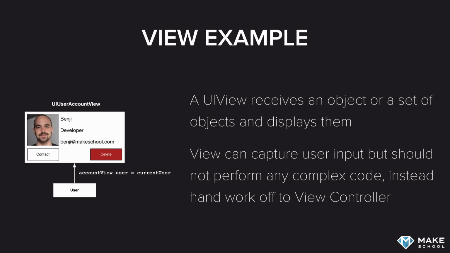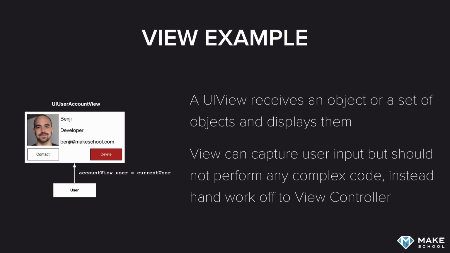However, typically, the view should not perform any complex code. Instead, that work should be handed off to the view controller. And we'll see more about that on the next slide. Lastly, it is important to mention that custom views, like the user account view, will use other standard views as their subviews to represent information. In this example here, the account view uses an image view, 2 buttons, and 3 labels to actually compose the user interface that represents the user account.